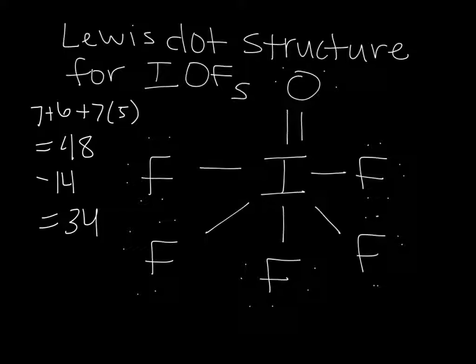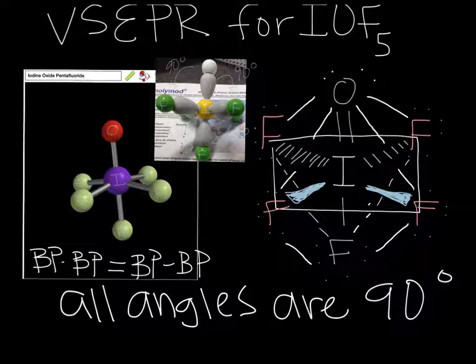And for our next slide, showing the VSEPR diagram for iodine oxide pentafluoride. Here you can see I drew the VSEPR diagram. All angles are 90 degrees. This is because it is octahedral.